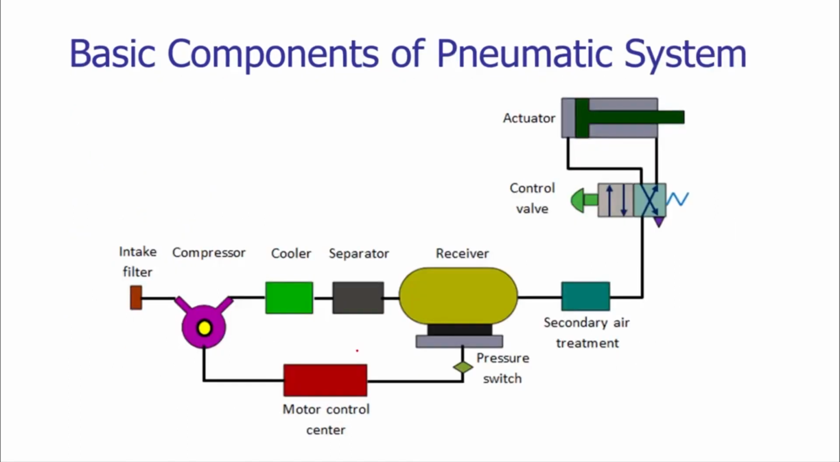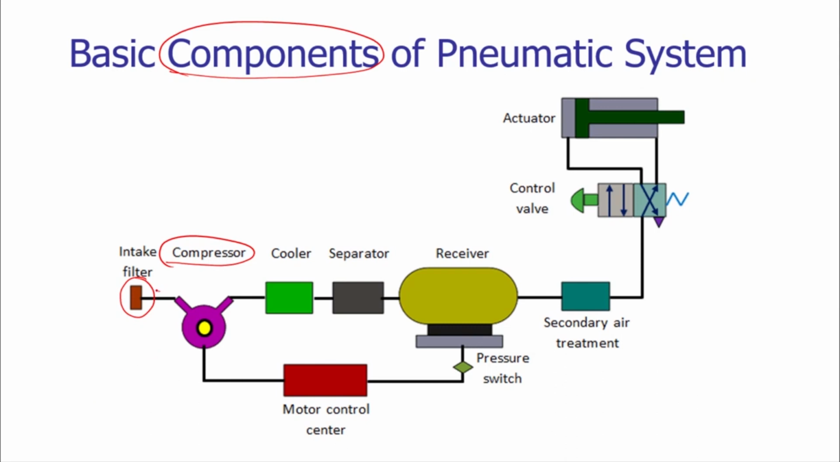So let us see what are the various basic components a pneumatic system has. On your screen you can see a variety of components. The fundamental component of the pneumatic system is the compressor, which takes the air from the environment and then increases its pressure. It reduces its volume and it increases the temperature.